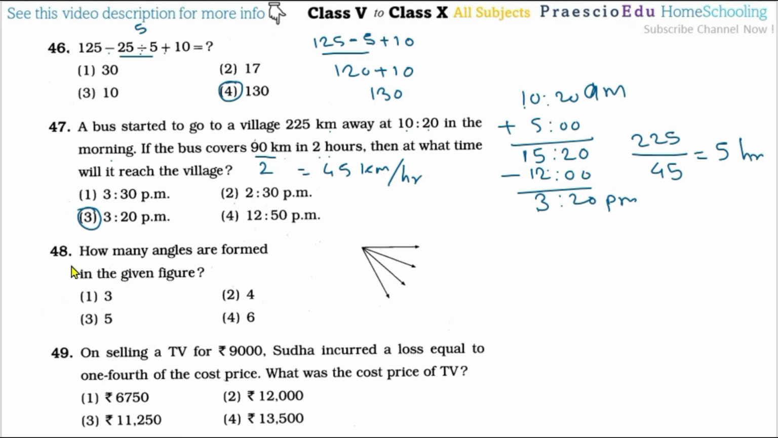Then question number 48. How many angles are formed in this given figure? So 1, 2 and 3. So the addition of all this, 1 plus 2 plus 3, that is 6. So option number 4 is the correct one.